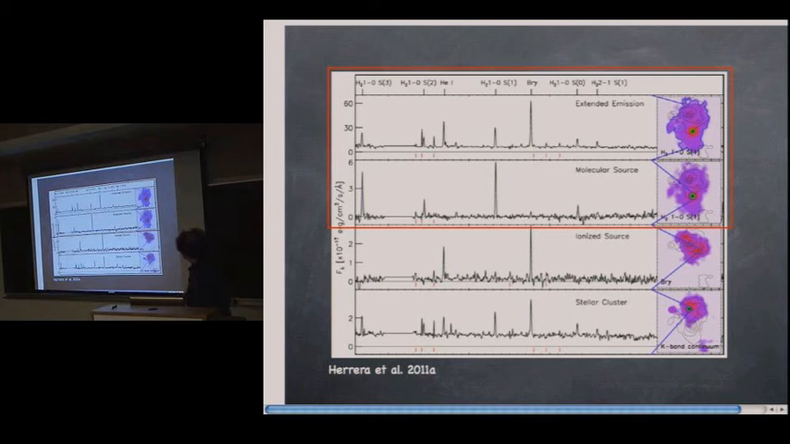To show you how beautiful the data is, I'm going to focus on this. Later on we can discuss the structure part, because this is interesting for feedback. But we are going to focus on these two components, the extended emission and the molecular source. Those are the spectra with the lines identified here. And you see that this source is very spectacular, because I don't think something like this has ever been seen. It's an extragalactic source which shows only molecular hydrogen. There is no light from Brackett gamma that you can see, and it's extremely luminous.